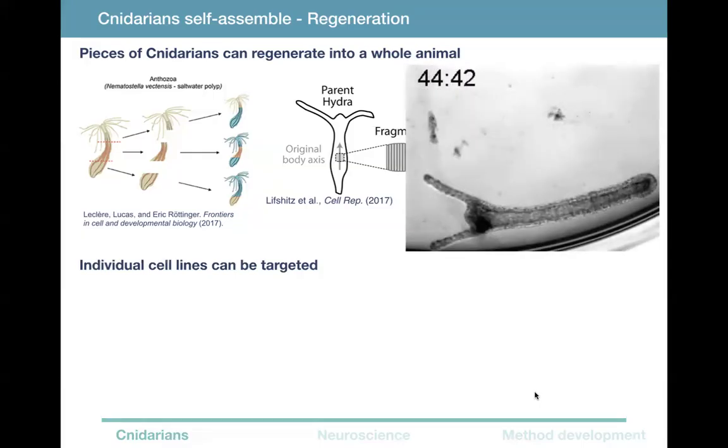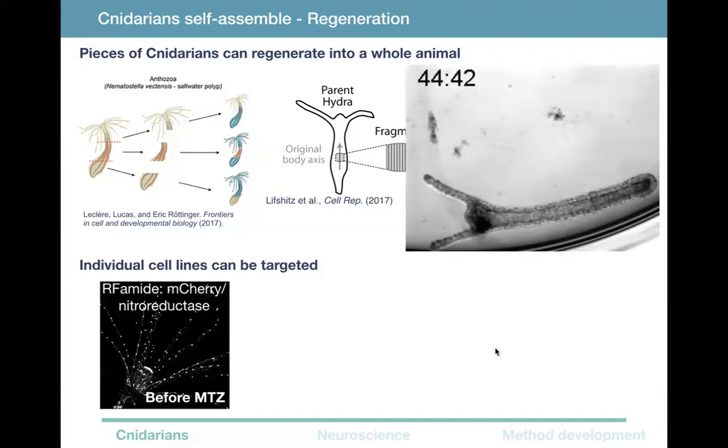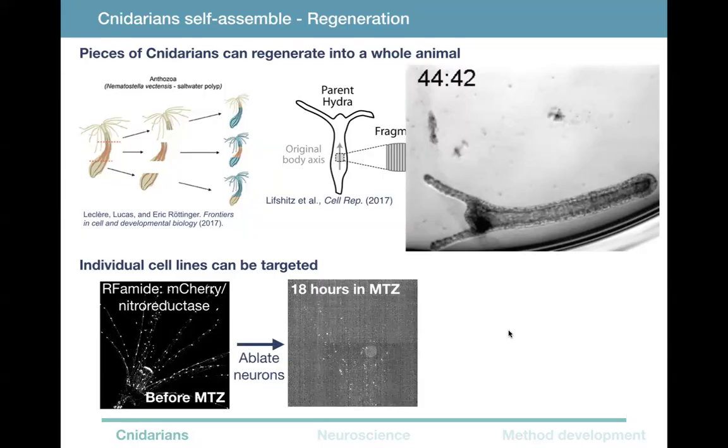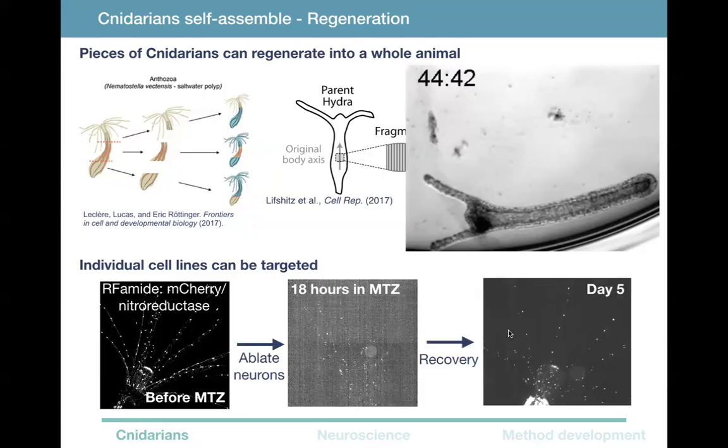And you can go even better, you can target individual cell lines. So for instance, this is an experiment we did where we're expressing a fluorescent protein and an activatable toxin in the neurons. And when you activate this toxin, sure enough, all your neurons disappear. And then over the course of about 5 days, they recover. So you can both chop up this animal and see it regenerate, or you can watch the regeneration of individual cell lines in an intact animal.